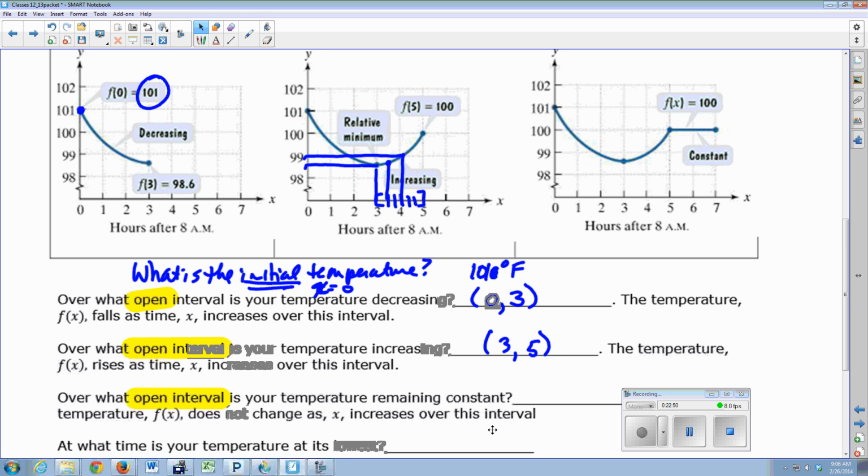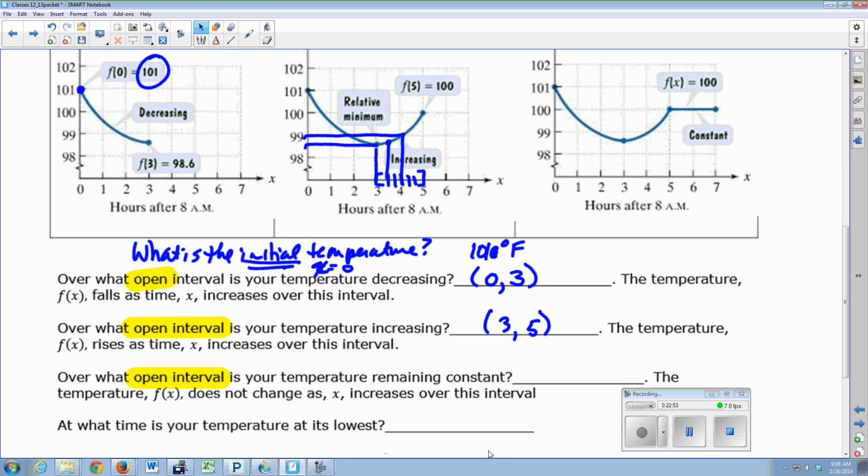So what open interval is your temperature remaining constant? So what would be the open interval where my temperature was remaining the same? Here we go, Ken, good. What, parentheses what? Good, all right, okay.